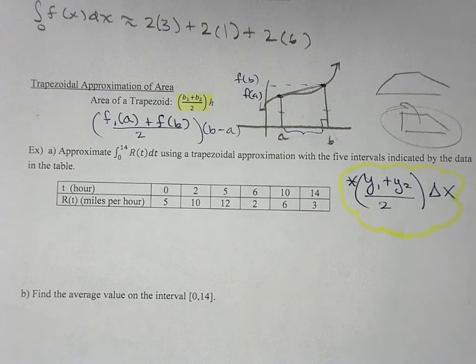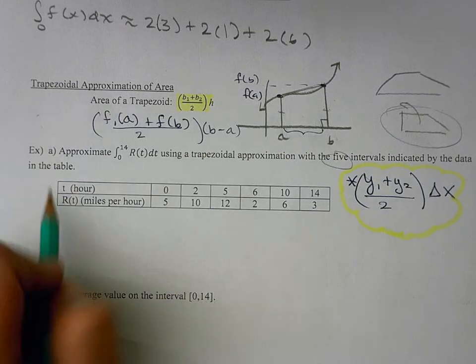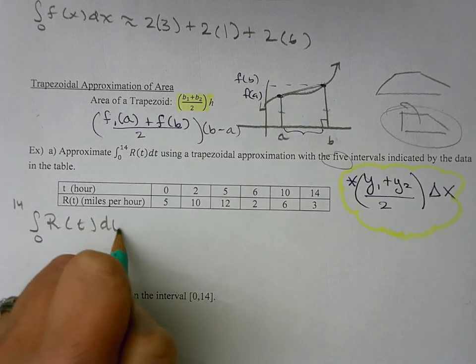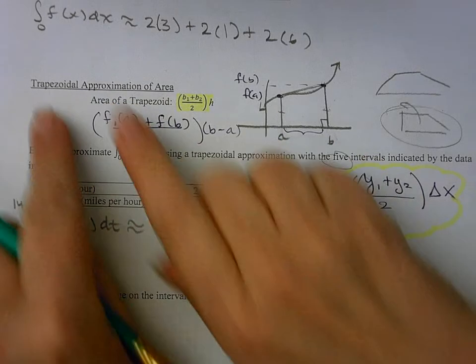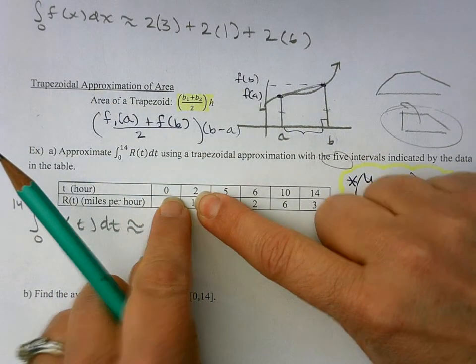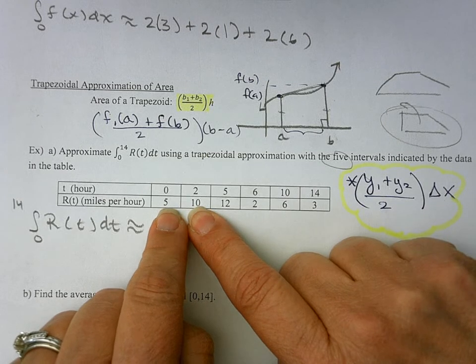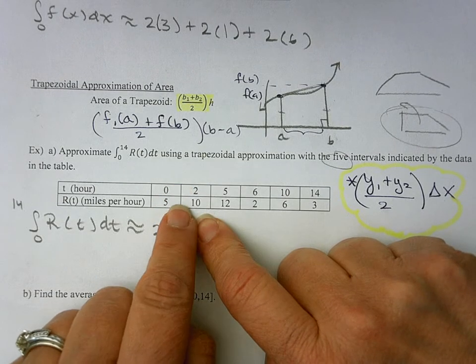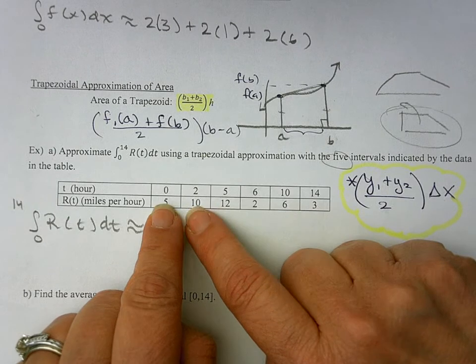Let's go ahead and do this example. It says to approximate the integral from 0 to 14 using 5 subintervals. We have to know delta x, and then we average the height. Going from 0 to 2, delta x is 2. I have two y values here. If it was a left Riemann, I'd multiply by 5. A right Riemann, I'd multiply by 10. Midpoint, I wouldn't be able to do because I don't know what it is at 1. For trapezoid, we add and divide by 2. So I'm going to do 5 plus 10, divide by 2. So we average.